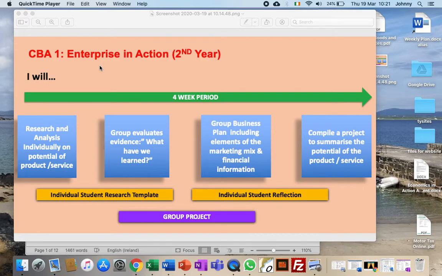Okay, so during next week, this is week 1, you'll be doing the first part of it. So you'll be doing research analysis individually. So you're working on your own for your group to try and do some research, desk or field research, that will be relevant to the particular product or service that your group has decided to investigate the potential for.